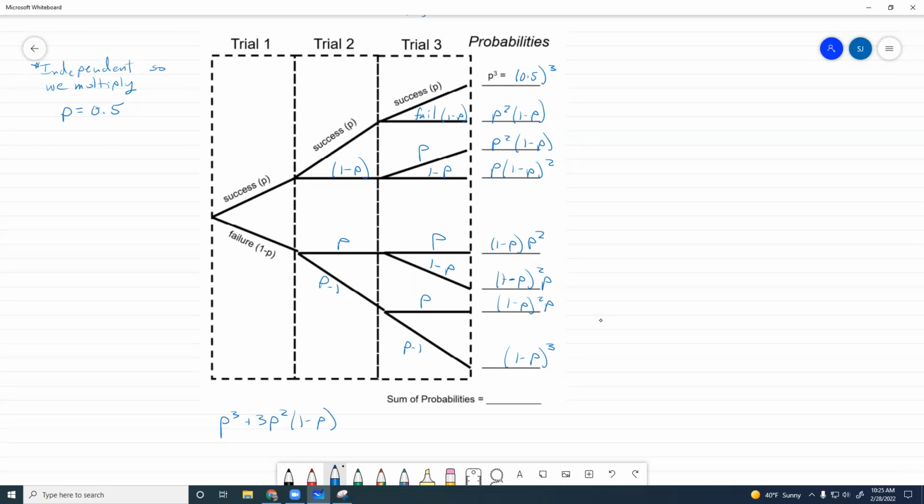And then P times 1 minus P squared, we have 1, 2, 3. And then we finally have 1 minus P cubed. So if you want to prove it to yourselves, you can plug in 0.5 and calculate. And what should this all equal? It should equal 1.